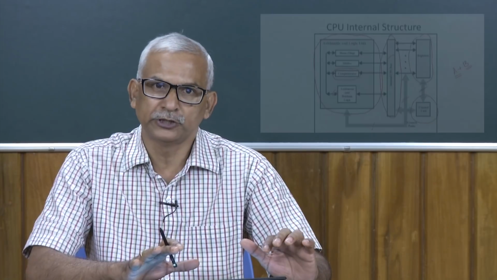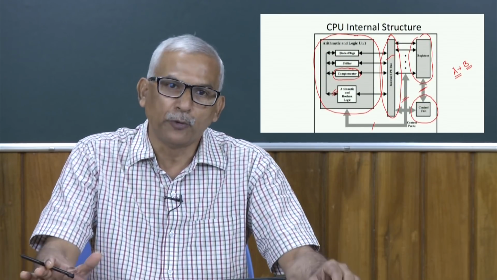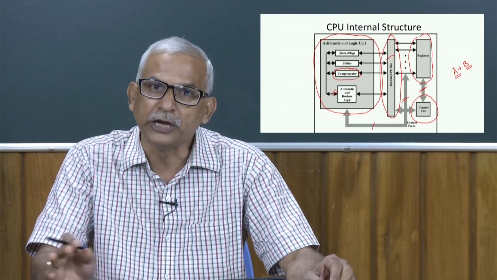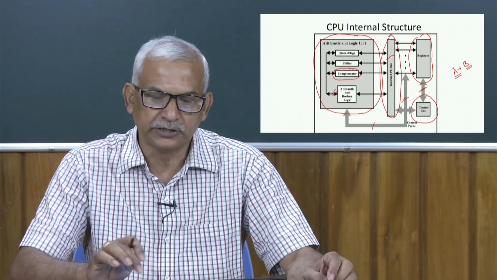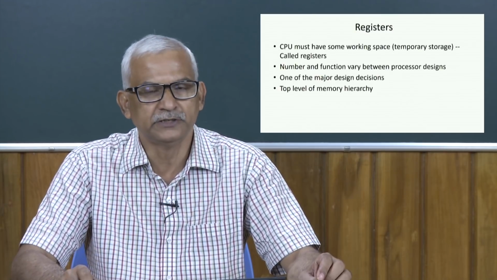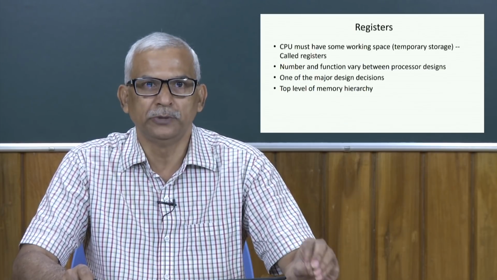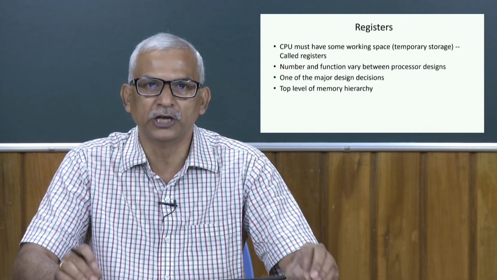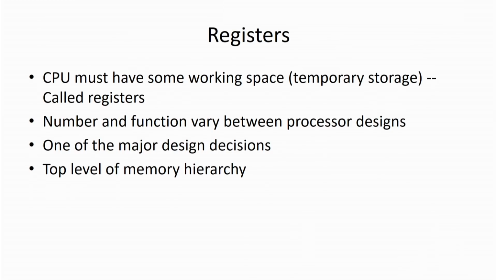In most processors we have those components, but the placement of the components may vary from design to design. Now, what is the first component that we are going to talk about? It is the register. What are registers? These are nothing but some storage space. So, the CPU must have some temporary working space, which are known as registers. So, first we are going to take the information and put it into these registers.